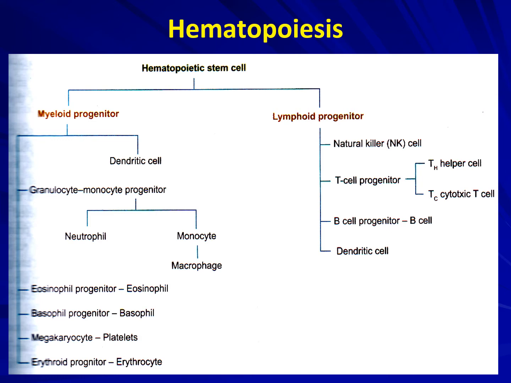Next, eosinophil progenitors give rise to eosinophils, basophil progenitor cells to basophils, megakaryocyte to platelets, and erythroid progenitor cells to an erythrocyte. This is all what comes from the main section, myeloid progenitor cells. Under lymphoid progenitor cells, we get natural killer cells, T cell progenitor giving rise to T helper cells and T cytotoxic T cells, B cell progenitor cells giving rise to B cells, and dendritic cells.